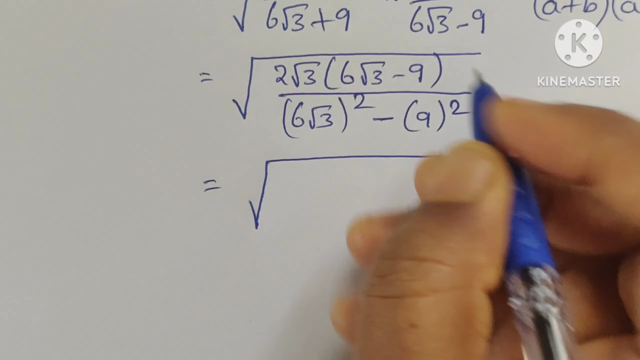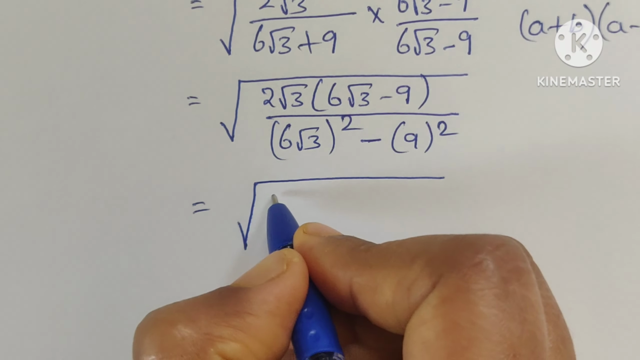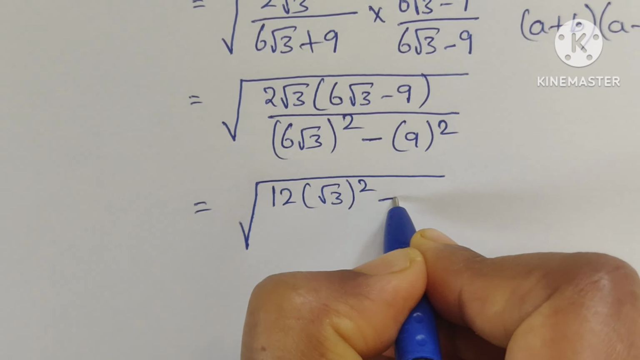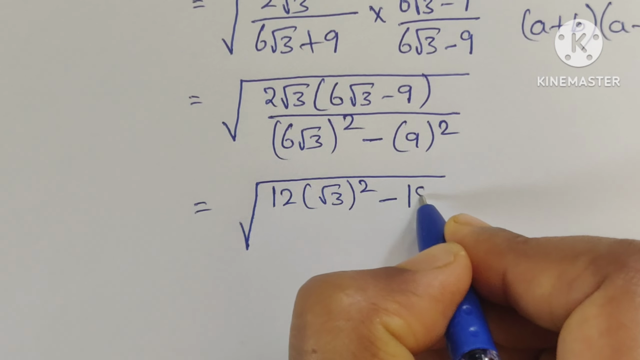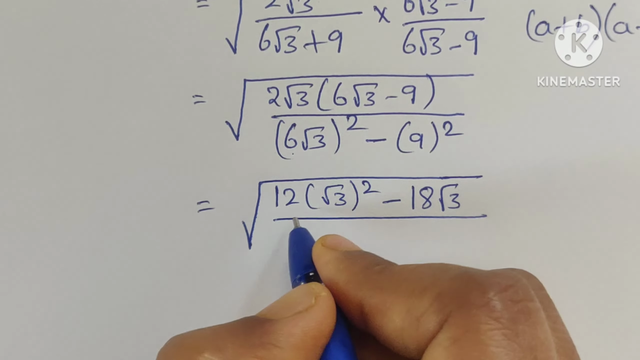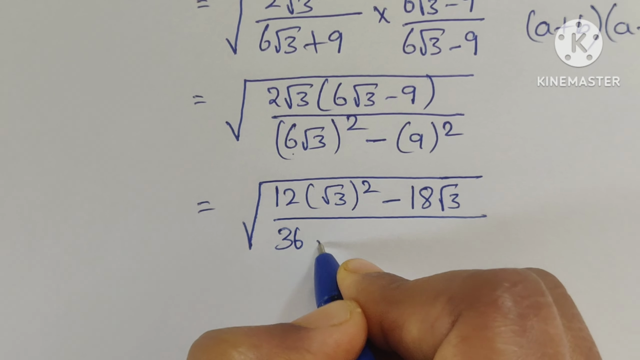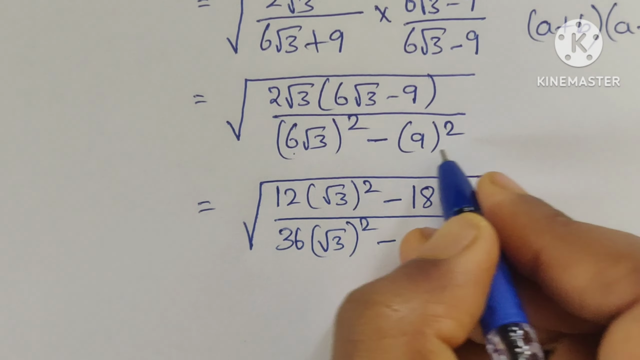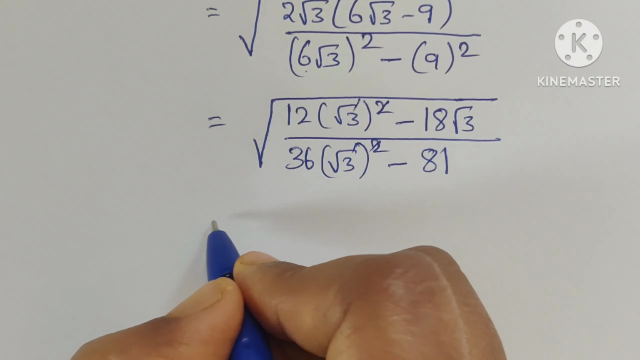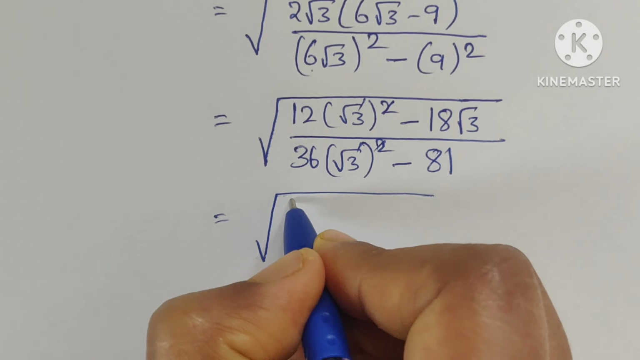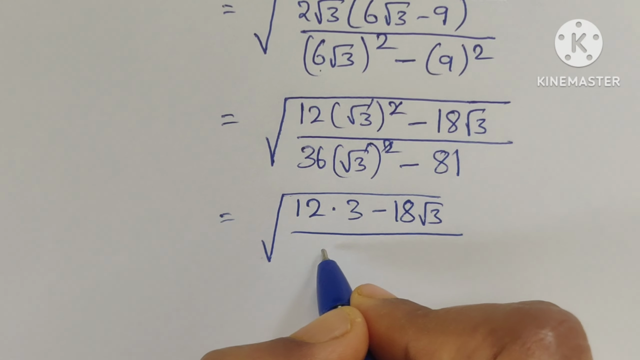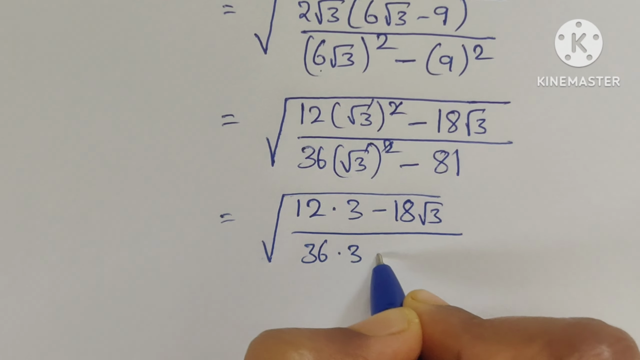So now 2 times 6 is 12. So 12 square root of 3 times square root of 3, square root of 3 squared, minus 2 times 9 is 18, 18 square root of 3, divided by, so here 6 square, which is equal to 36, 36 times square root of 3 squared minus 9 square, which is equal to 81. So here the square root and square cancel. So then we will get 12 times 3 minus 18 square root of 3 divided by 36 times 3 minus 81.